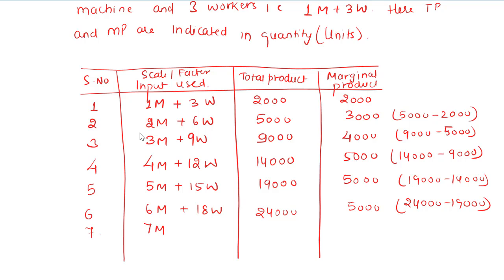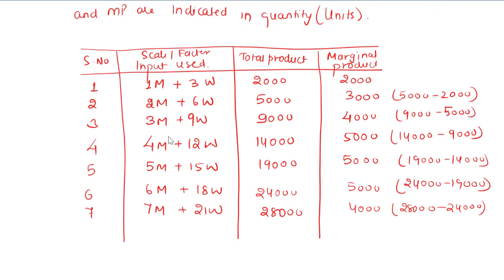When you use one more machine, 7 machines plus 21 workers, the total product is 28,000. Over here the marginal product would be 4,000. The marginal product has started declining. We reach stage 3, 28,000 minus 24,000. Getting it?